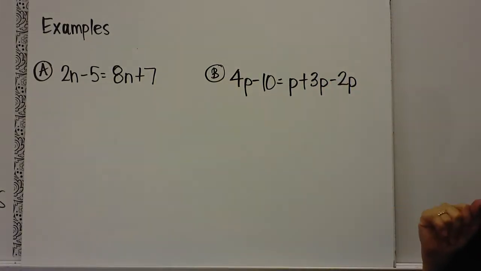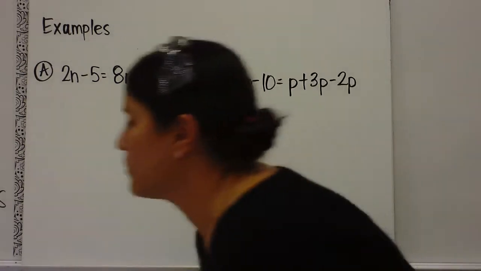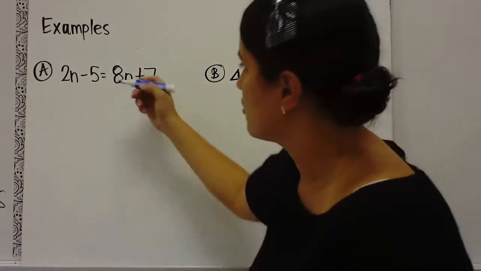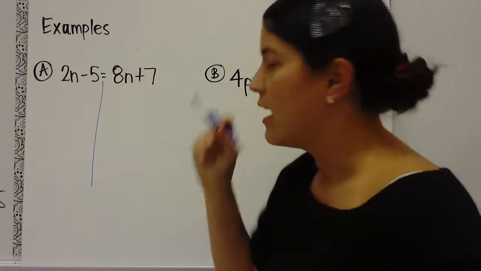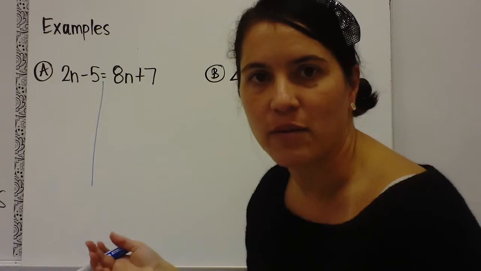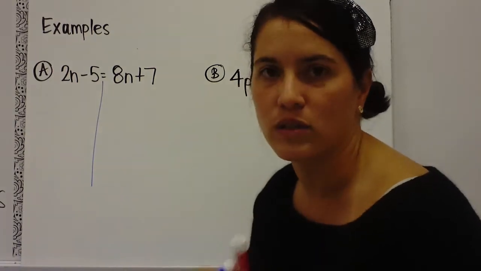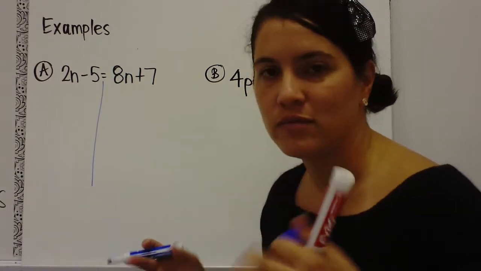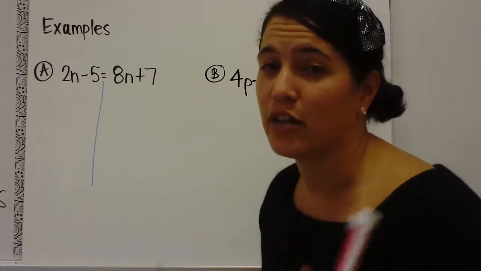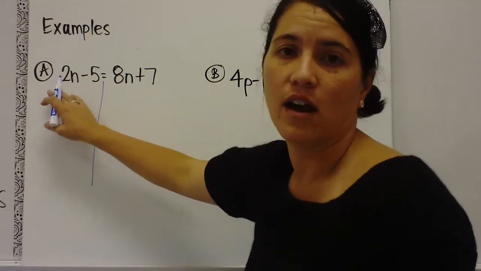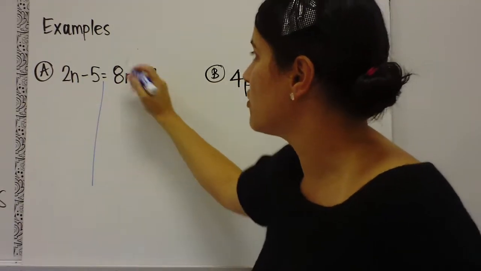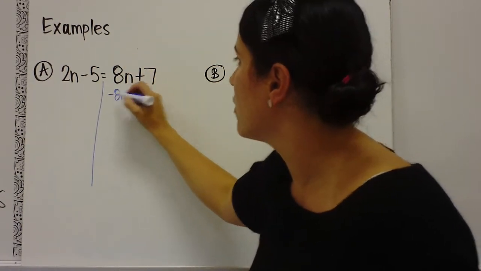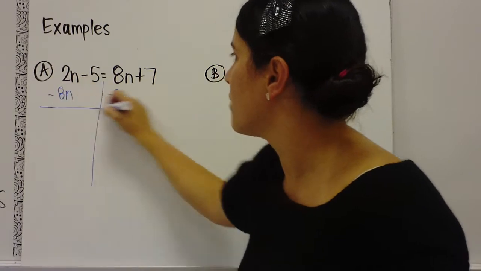Example A and B. Example A, 2n minus 5 equals 8n plus 7. Draw my line. And I don't have any distribute and I don't have any combined like terms. So I need to get my variables together on one side. It doesn't matter which side you move them. I just like to move my variables over this way. But it doesn't matter. So I'm going to, this is a positive term. 8n is a positive term. So I'm going to subtract 8n from both sides.